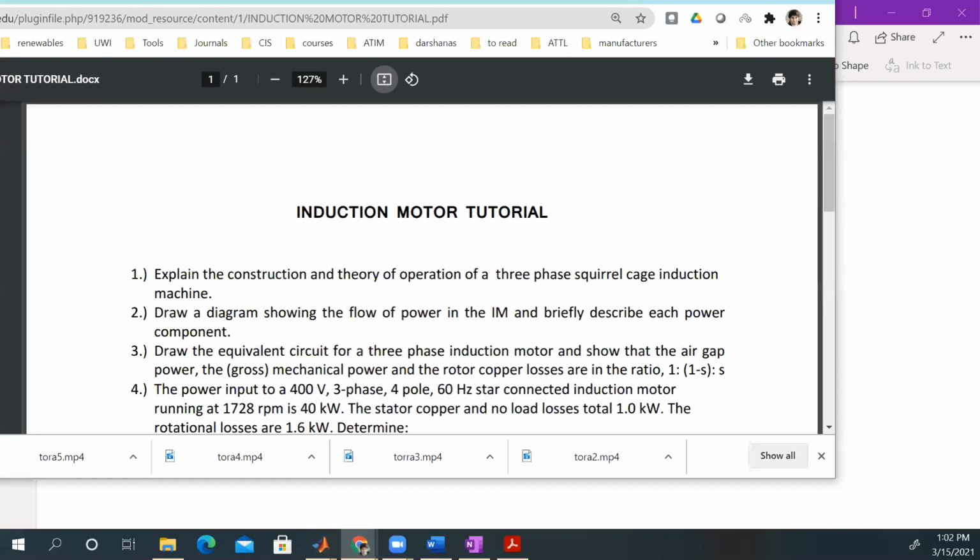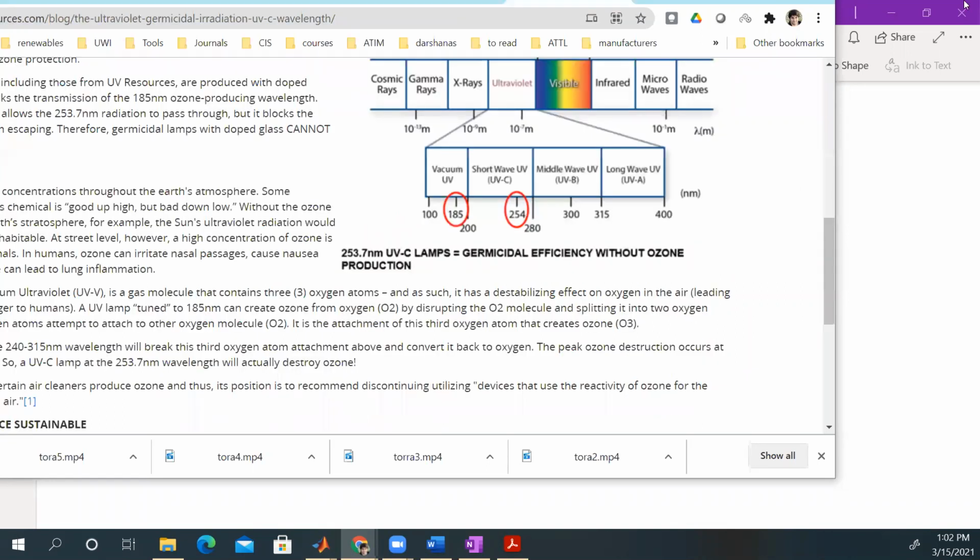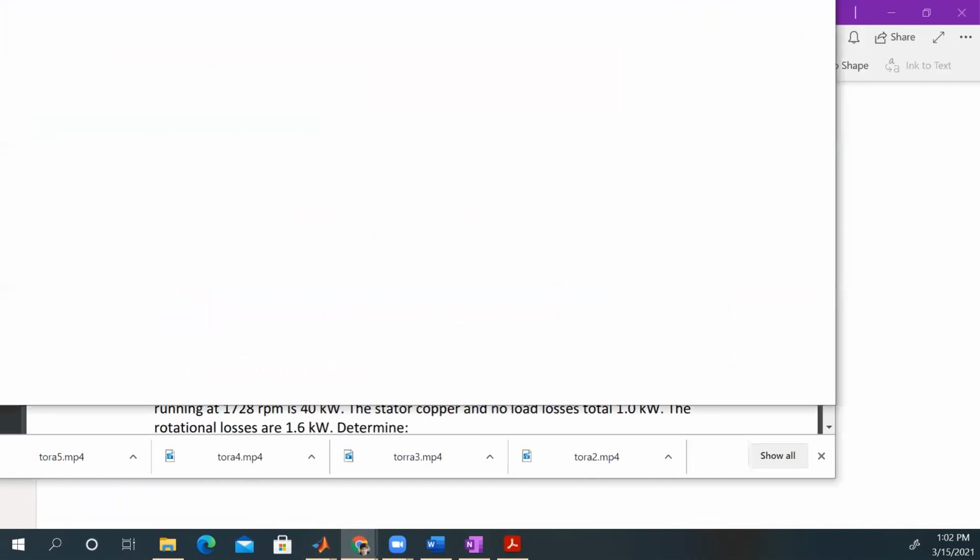Resume recording. Right. So the next one was to draw the diagram showing the power flow in the induction machine and briefly describe the components. So if I can find here, let's move this away here.